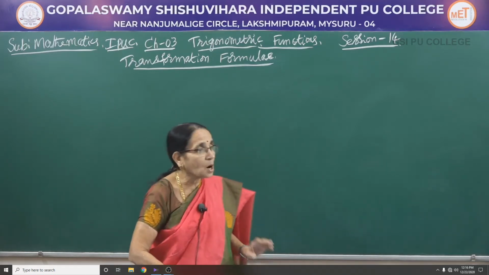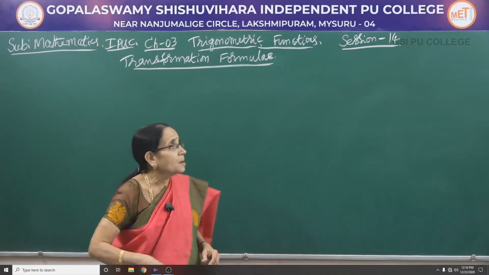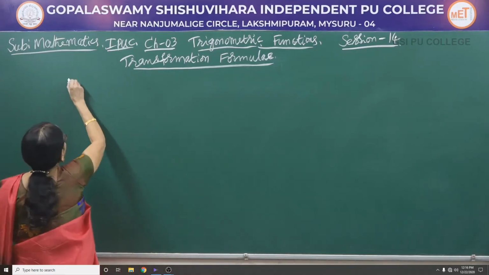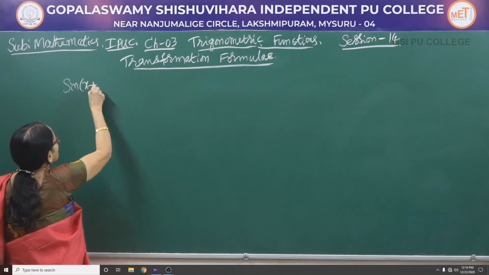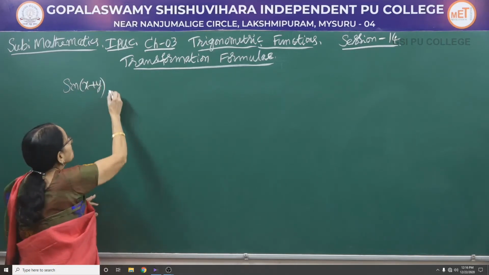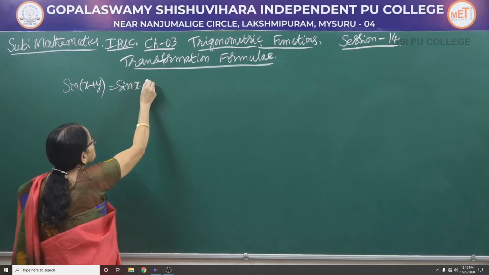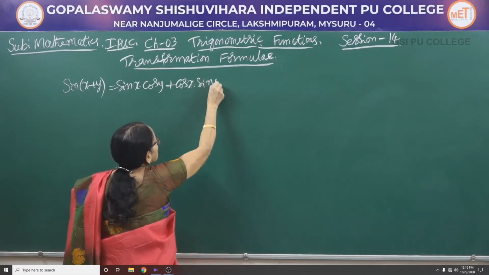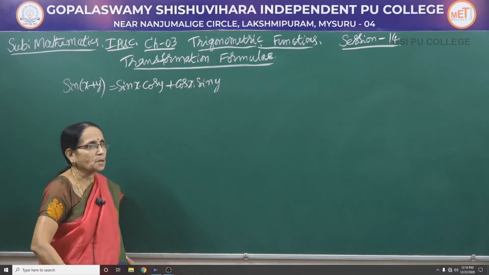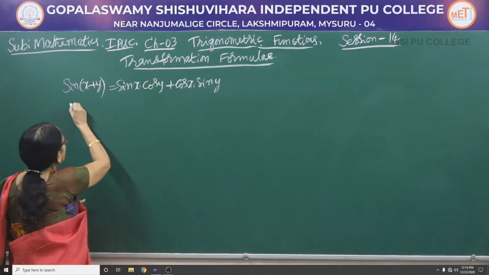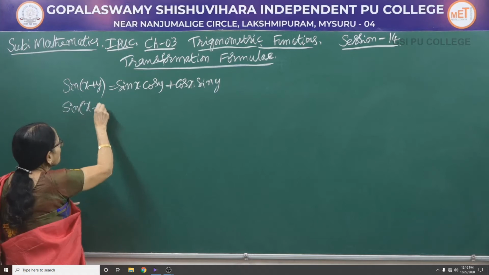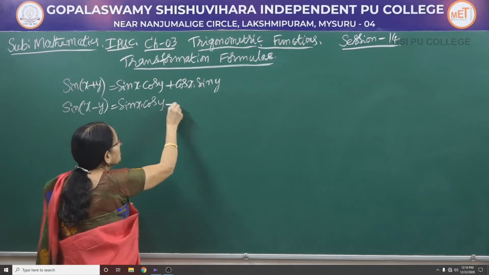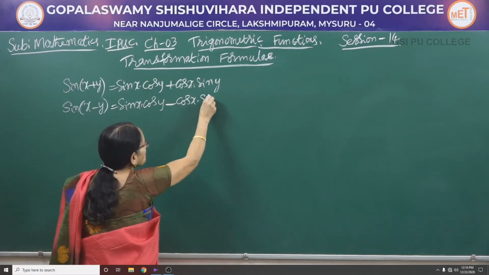Now, first how to derive the formula. Now let me consider the compound angle formula. First one is sine of x plus y. What's the formula? This is equal to sin x into cos y plus cos x into sin y. Now, let me consider the second formula, sin of x minus y. This is equal to sin x into cos y minus cos x into sin y.